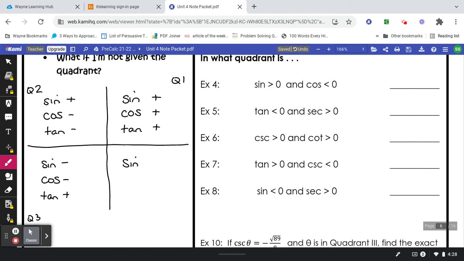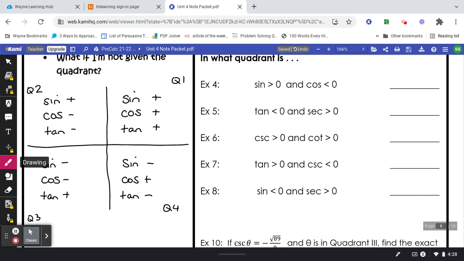All right, for the last quadrant, quadrant 4, sine is negative, cosine's positive, and tangent is negative. Think about how you would get to quadrant 4. You would go forward to the right, that represents positive, and then negative down, that would get you to quadrant 4. So you know you're going to have some negatives in there.